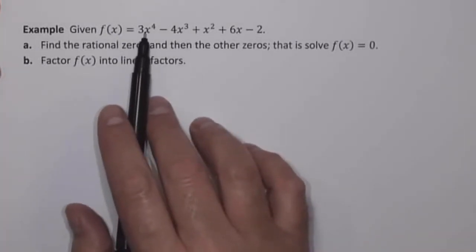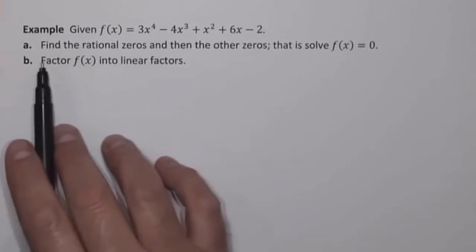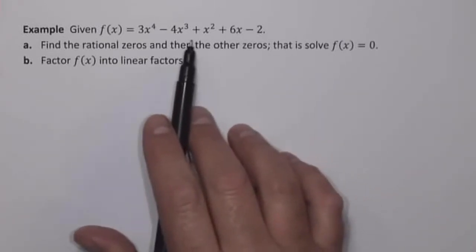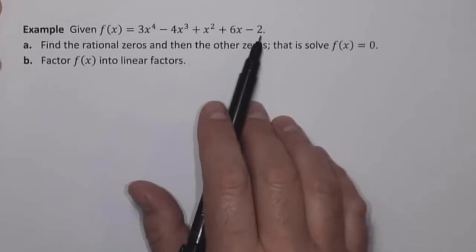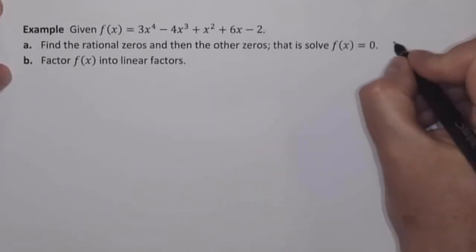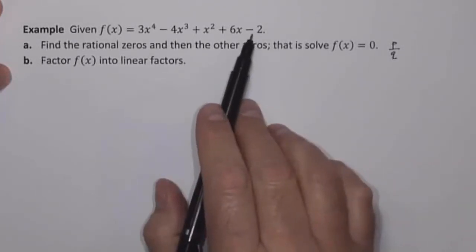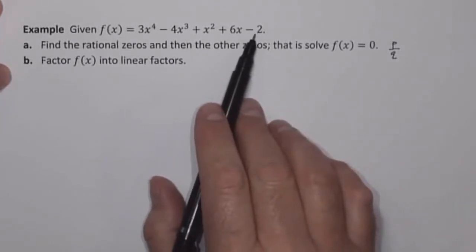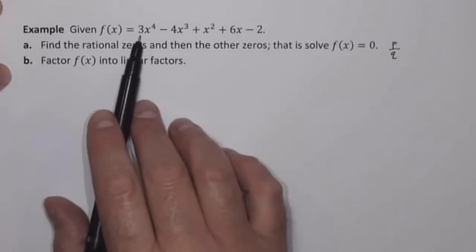So first of all, we know that we should have a total of 4 zeros because this is a fourth degree polynomial function. And so by the rational zeros theorem, we know that we have a limit on what the possible rational zeros could be. Okay? So if we have p over q, if that is going to be a 0, then p has to be a factor of the constant, negative 2, and q has to be a factor of the leading coefficient, 3.